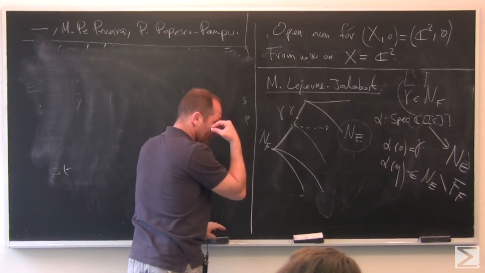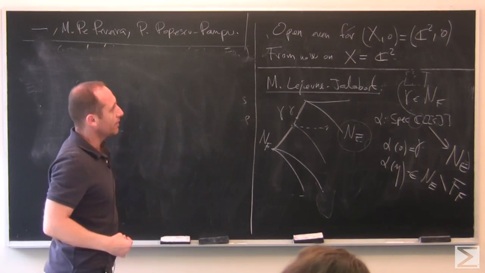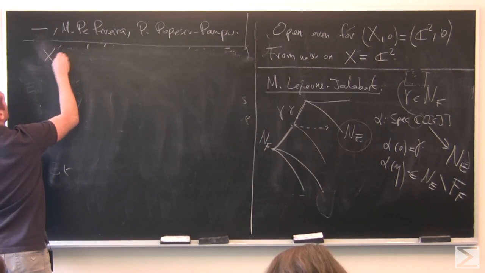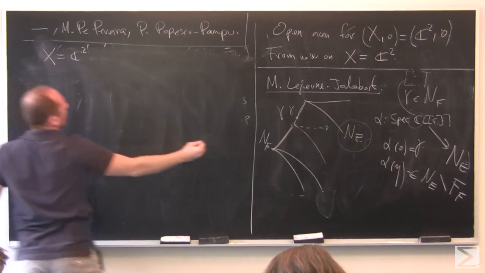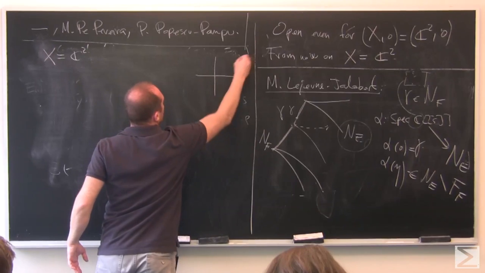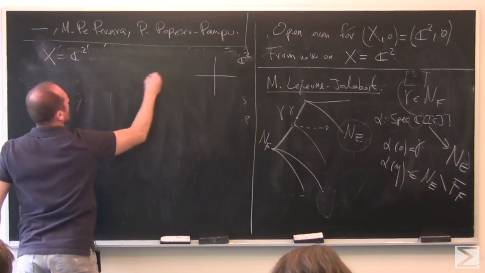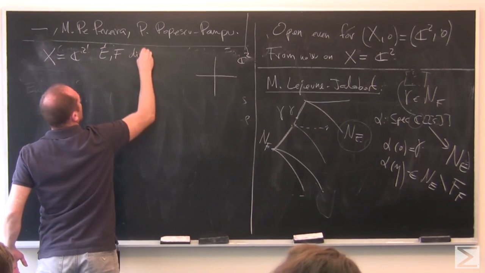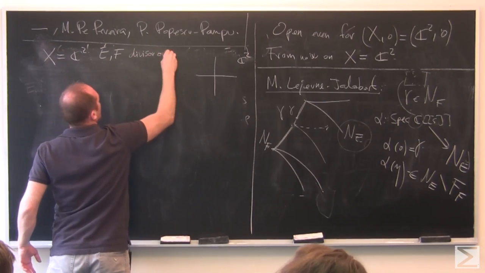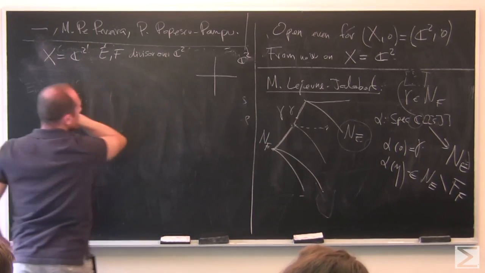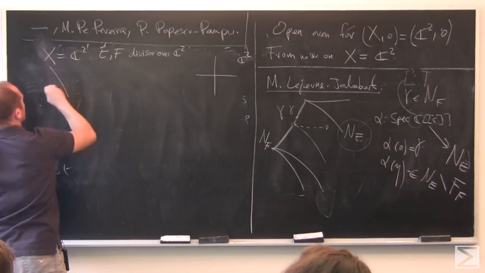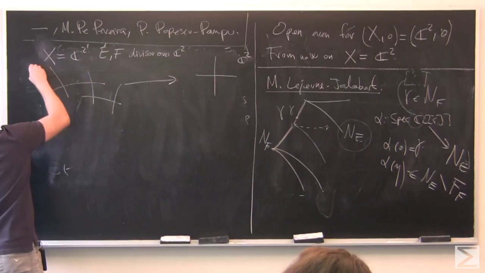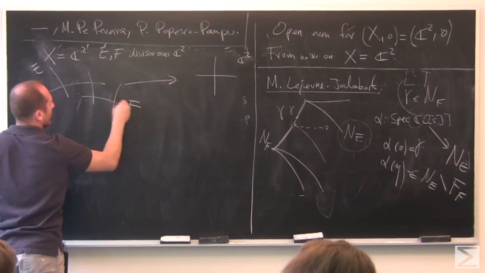Okay, but now let's see what is the meaning. The meaning when I take x equals C2. So I take x equals C2, and now here I have C2, and now I have two divisors, E and F, divisors over C2. So let me make a sequence of blowing ups of C2 where E and F appear.